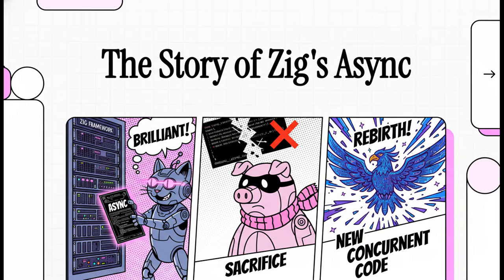All right, let's dive into one of the most fascinating stories in programming language design right now, Zig's epic journey with async. Seriously, it's a tale of a brilliant idea, a really painful sacrifice, and this bold rebirth that's making a lot of us rethink how we write concurrent code. We're going to look at what Zig used to have, why it was ripped out, and what's rising from the ashes to take its place.